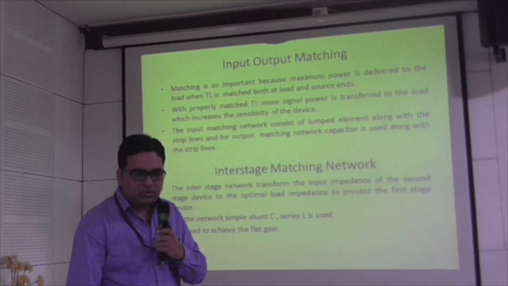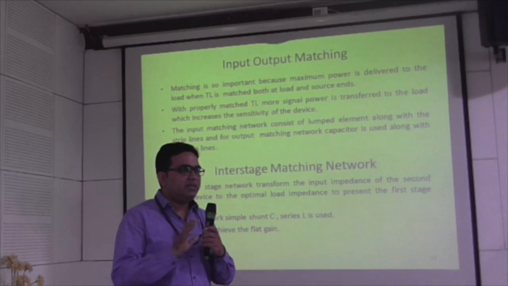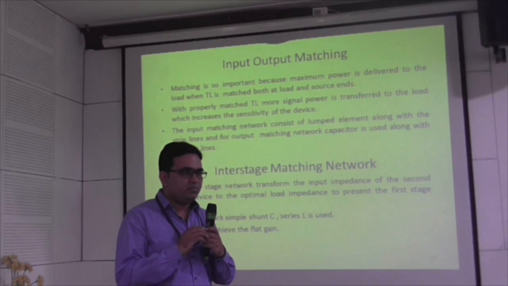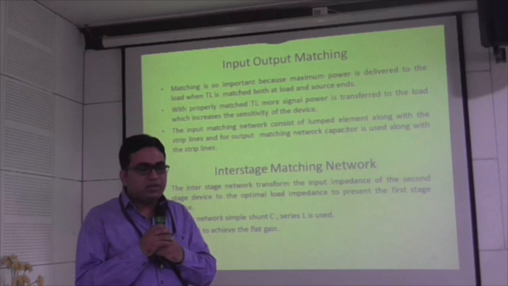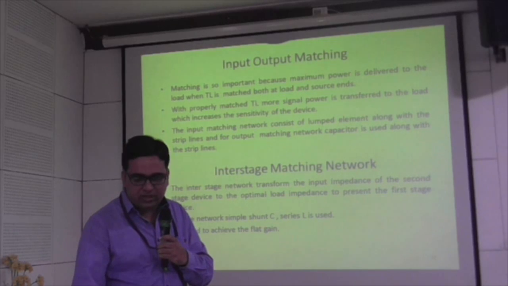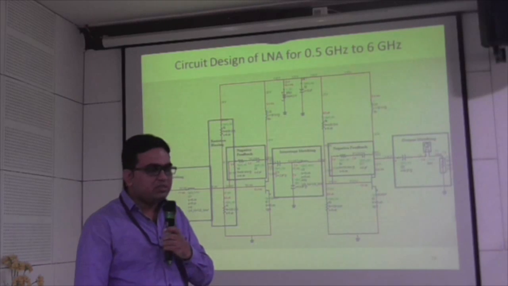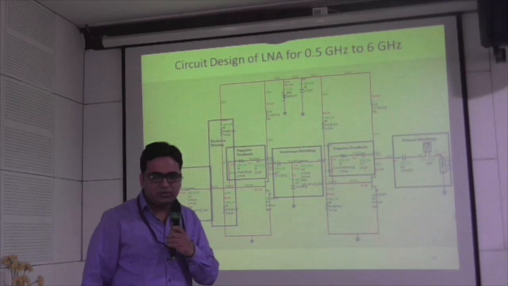And micro strip line structure. So two types of matching I have done for the LNA: input-output matching, which is required to get a good power at the load, and the interstage matching, because I have designed a two-stage network, so there is interstage matching with LC components. So this is the 0.5 gigahertz to 6 gigahertz LNA, where I have done the input matching, then resistive biasing, negative feedback, then interstage biasing.